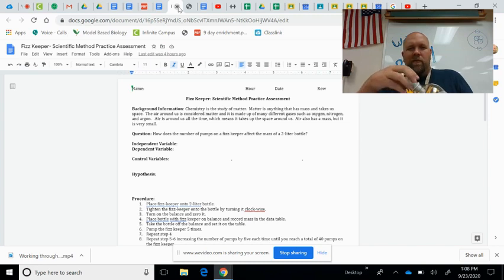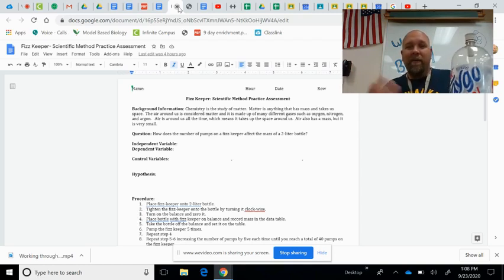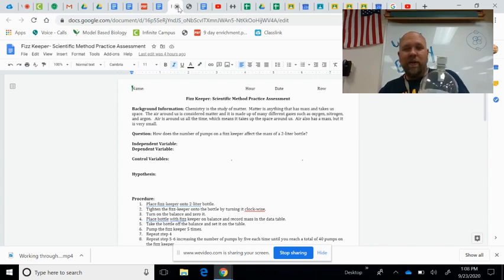If you look at the background information at the top of this exit ticket, it says chemistry is the study of matter. Matter is anything that has mass and takes up space. So the air around us is considered matter, and it's made up of many different gases such as oxygen, nitrogen, and argon. Air is around us all the time, which means it takes up space around us. Air also has a mass, but it is very small. If something has a mass, that means we can measure it.